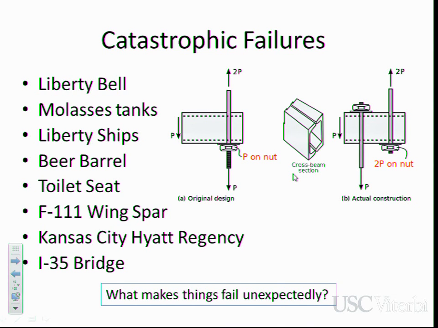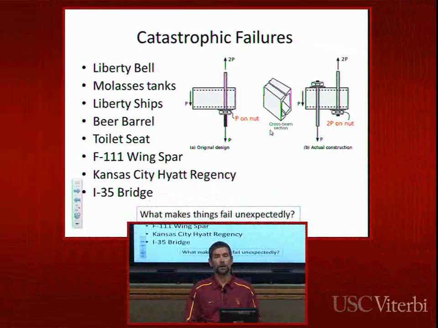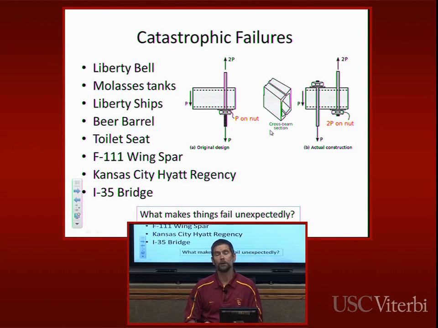There have been failures of things as mundane as molasses tanks or as important as Liberty ships in the past, and we'll be talking about the reasons why they break, and we'll be having some other examples like the beer barrel or a toilet seat. The F-111 wing spar really got the Air Force interested in doing damage tolerance analysis of parts. So we'll be talking about that as well.